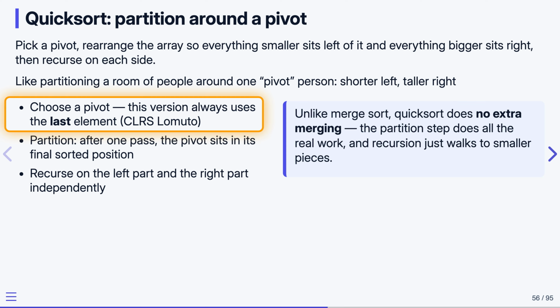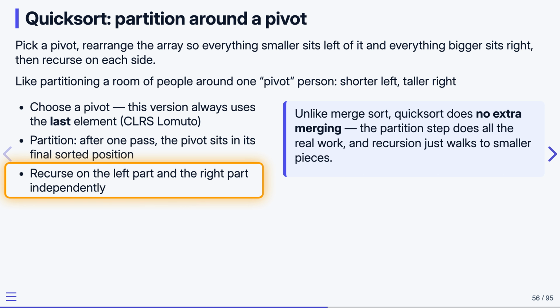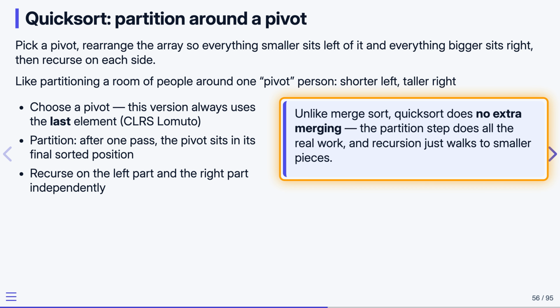First we choose a pivot. This version always uses the last element. That is the CLRS Lomuto scheme. Then we partition. After one pass, the pivot sits in its final sorted position, and it never moves again. Then we recurse on the left part and the right part on their own. Unlike merge sort, Quicksort does no extra merging. The partition step does all the real work, and the recursion just walks to smaller pieces.